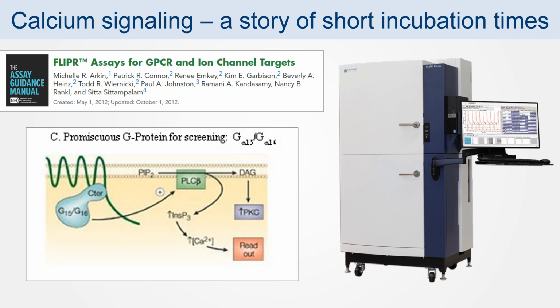Now let's look at this issue of short incubation times with a real-world example. In the early 2000s, a new technology emerged for assaying G-protein coupled receptors. We could use biotechnology to force these receptors to couple to calcium signaling in the cells. We could measure calcium signaling quite easily using the FLIPR plate reader. This was good for a number of reasons.